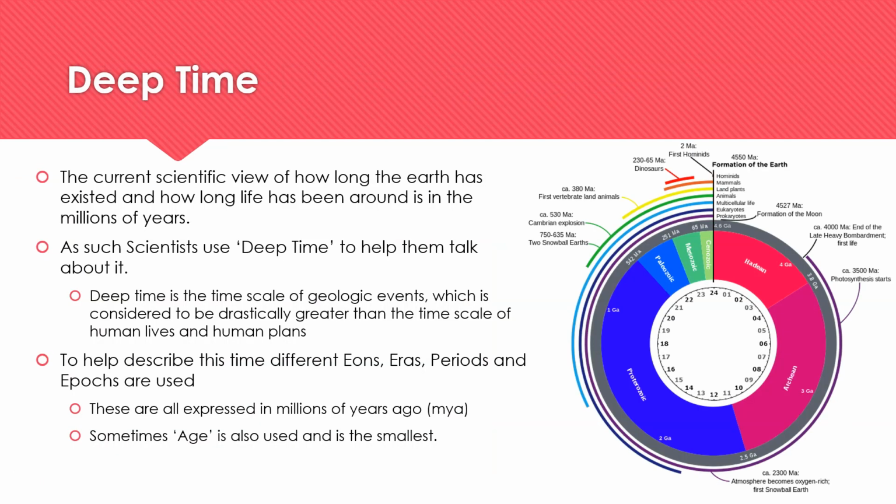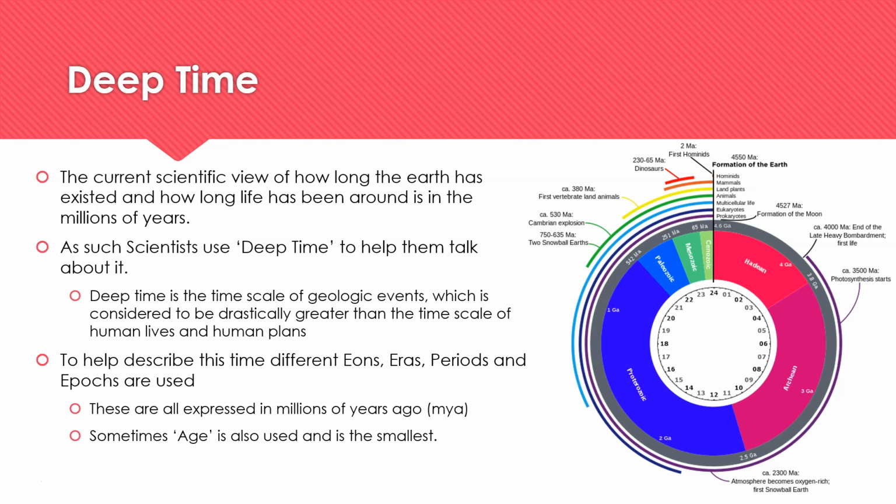There's a concept that you need to be familiar with called deep time. And this is the current scientific view around how long the Earth has existed and how long life has been around. It's in millions of years, deep time. It's a bit hard not to just talk about time in millions of years. It's a big number. It's a bit frustrating. So we talk about that length of time in the idea of deep time because it helps us with that scale of things. So really, it's the time scale of all these different geologic events, and the size of this scale is considered to be far, far bigger than the time scale around which scientists currently believe humans have existed for.